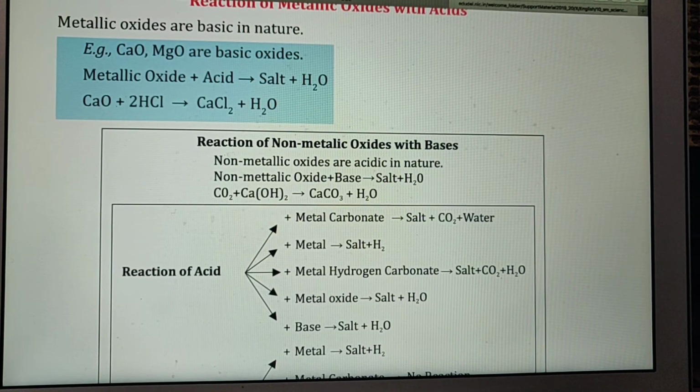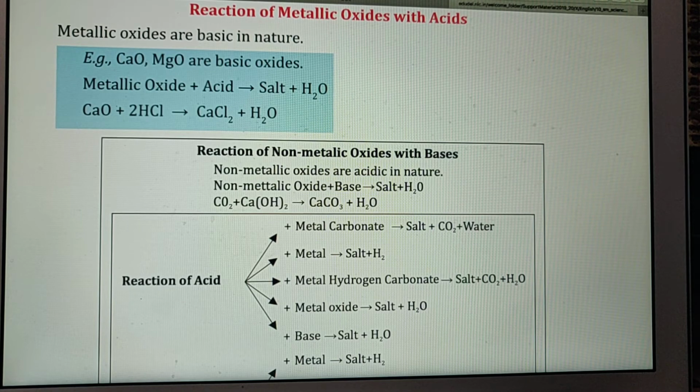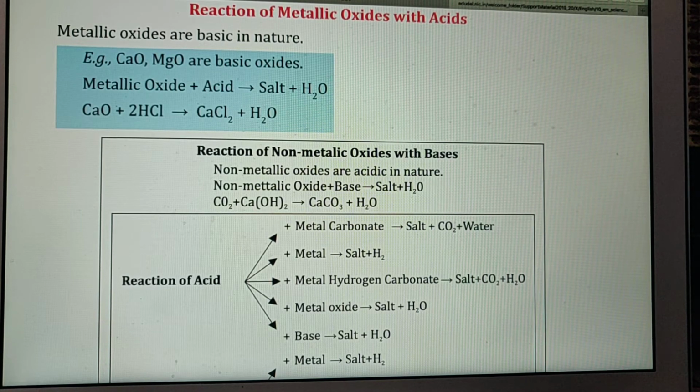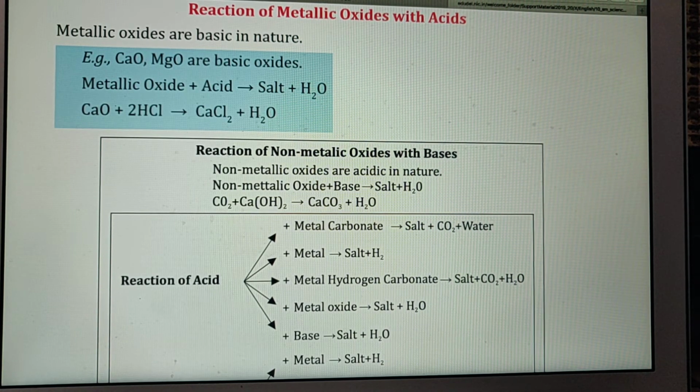Reaction of metallic oxides with acids. Metallic oxides are basic in nature. Basic in nature means metallic oxides, when dissolved in water, give base.